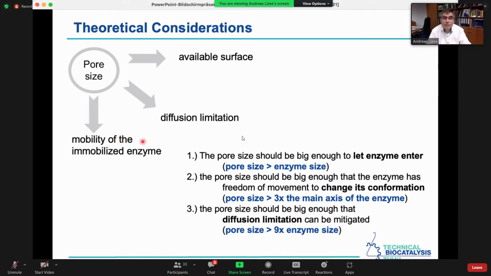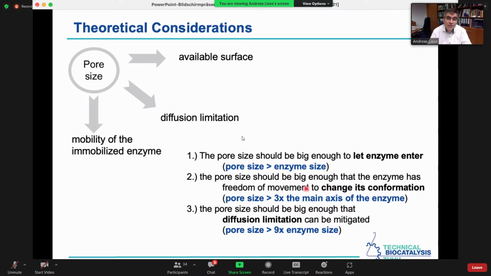So 3 fundamental rules. The pore size should be big enough to let the enzyme enter, so pore size larger than enzyme size. Second, the pore size should be big enough that the enzyme has freedom of movement to change its conformation.